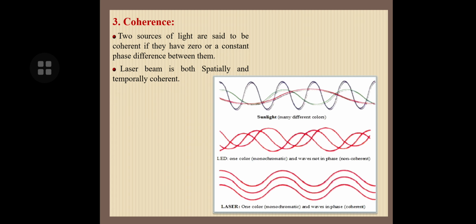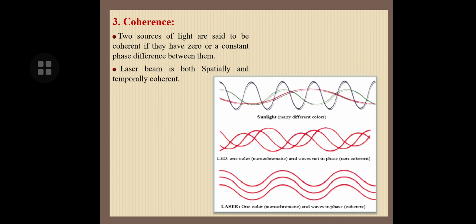If you observe here, sunlight is incoherent. Sunlight has many wavelengths in it. Those are all different, traveling in different directions and with different colors. This is incoherent, the first one. The second one is LED. Even though the LED is monochromatic, it does not have coherence. In these waves, there is no constant phase difference, or no zero phase difference.